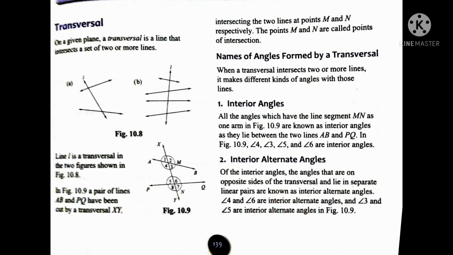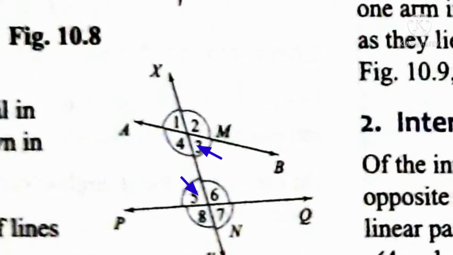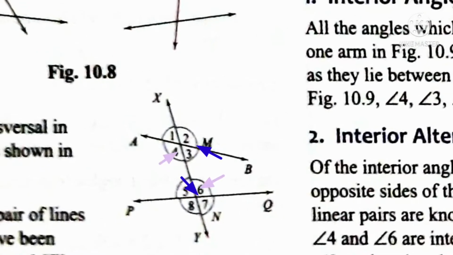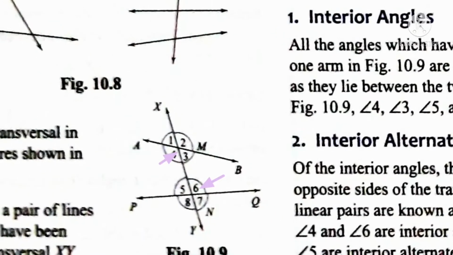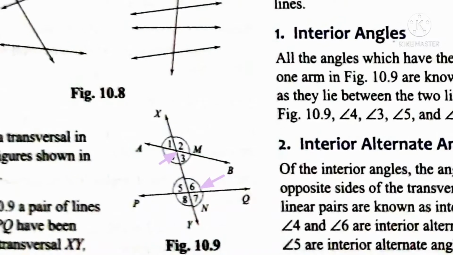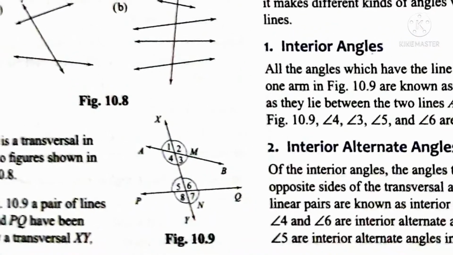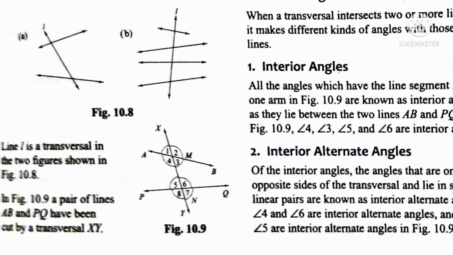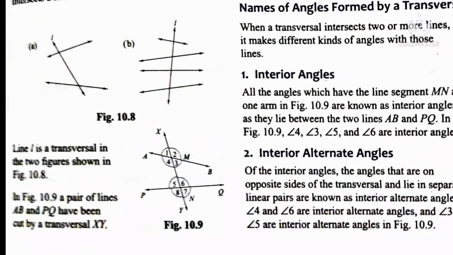Next is the interior alternate angles. The angles which lie on opposite sides of the transversal are called interior alternate angles. For example, you can see in the diagram, figure 10.9, angles 3 and 5 are alternate interior angles. Similarly, angle 4 and angle 6 are also interior alternate angles because they are present on opposite sides of the transversal. They should not form a linear pair.